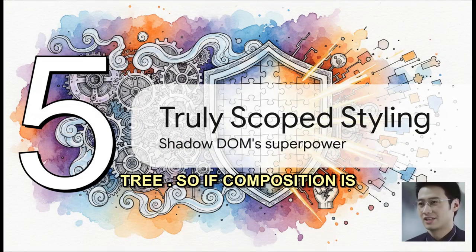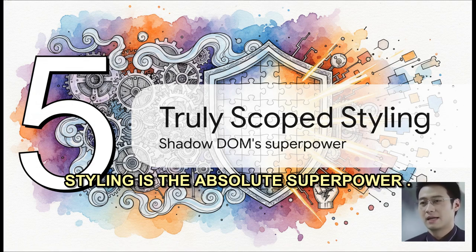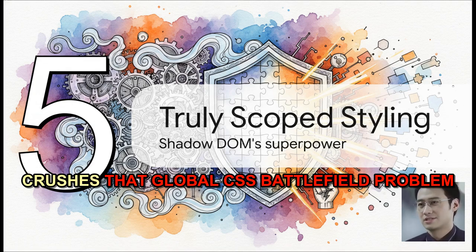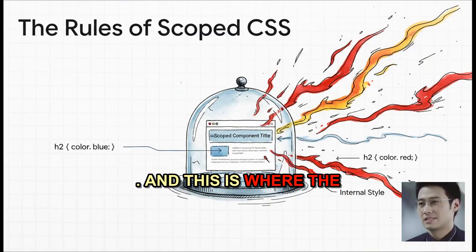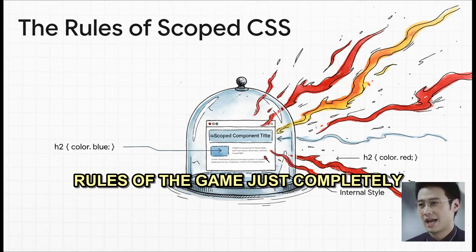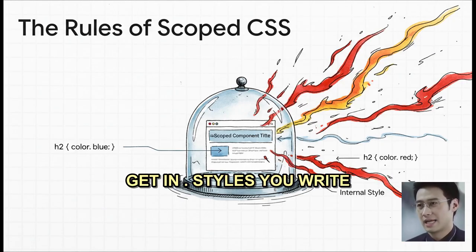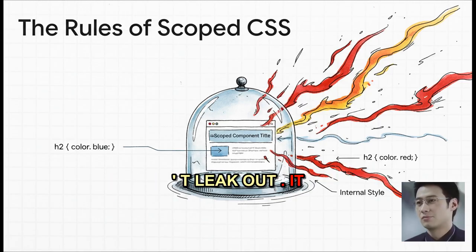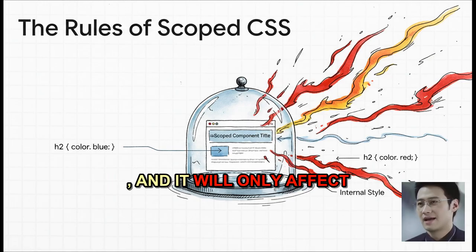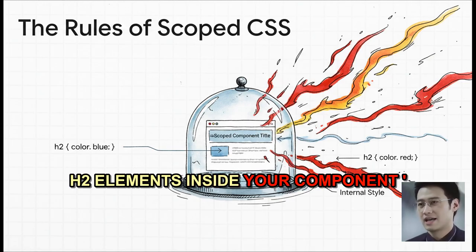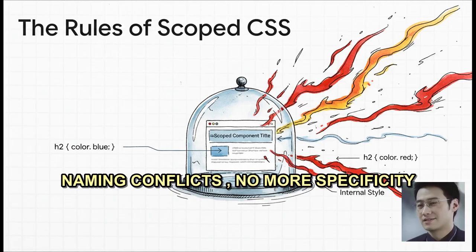So if composition is the magic trick, then scoped styling is the absolute superpower. This is the feature that directly crushes that global CSS battlefield problem we talked about at the beginning. And this is where the rules of the game just completely change. Styles from the outside page, they can't get in. Styles you write inside your component, they can't leak out. It means you can write something like h2 color blue inside your component, and it will only affect h2 elements inside your component's shadow DOM. No more naming conflicts, no more specificity wars.